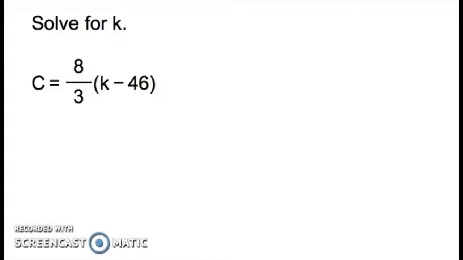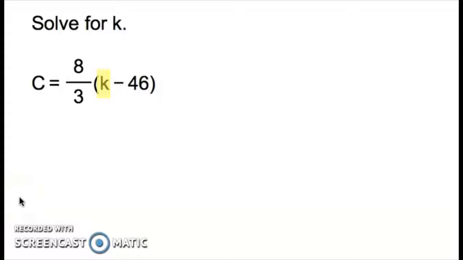Number 1. Solve for k. The equation is c equals 8/3 times k minus 46. Now notice we have more than one letter in this equation. What we need to do is highlight the letter that we're solving for, so we know everything has to be moved away from that. First thing we take care of is this fraction that has to be moved first.